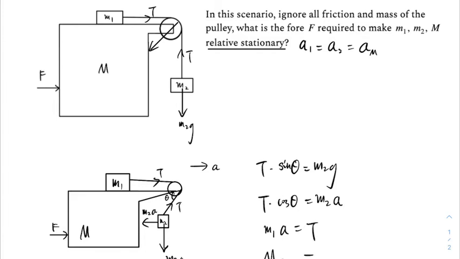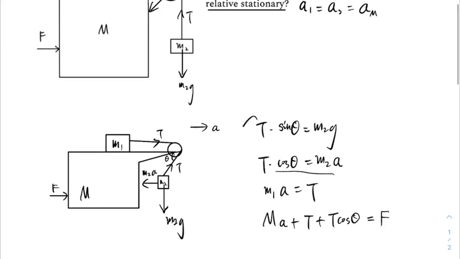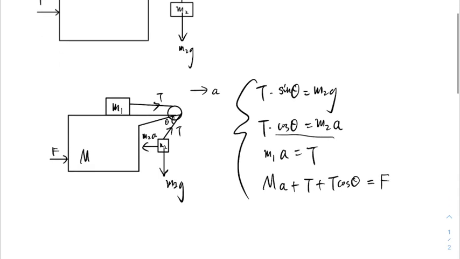Then we know the acceleration of M. Oh no, not this. Ma plus T plus T times cosine theta has to equal F. That's the one we need, because the acceleration of M comes from the net force: the force F minus the tension T, because the tension T acts on the pulley, pulling back on M, and also T times cosine theta, because it's a little bit tilted from the horizontal, is the component also pulling back on the big M. So after we have the system of equations, we can try to solve it.